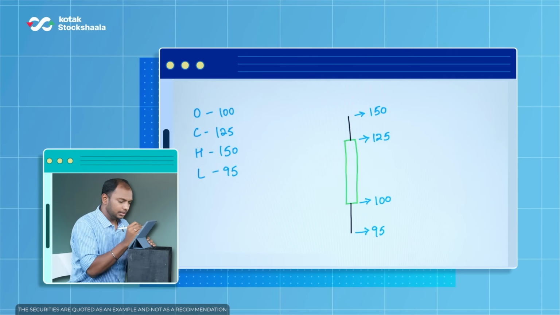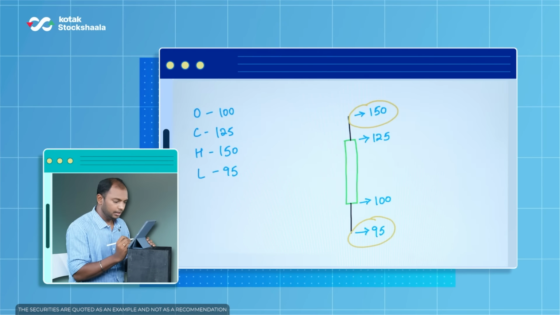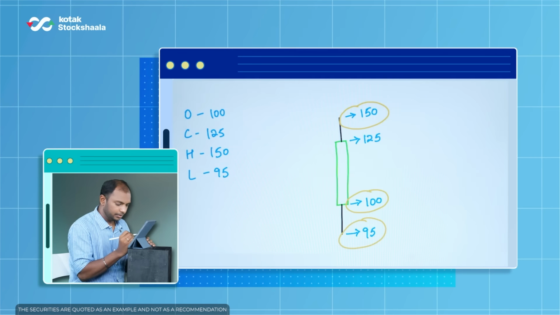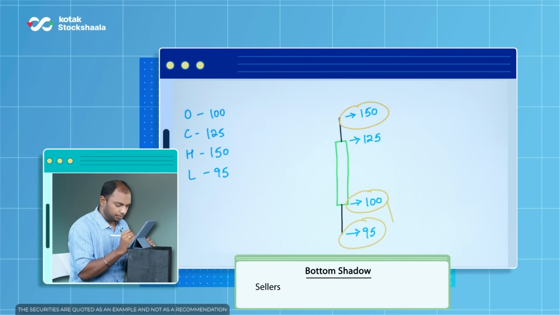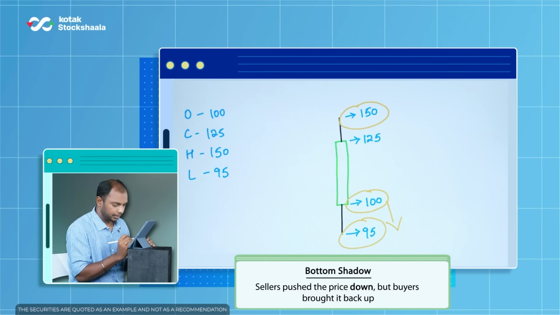Now let's head to the whiteboard to understand how shadows or wicks are formed and why they even form in the first place. Now as you can see, the high price, which is 150, and the low price, which is 95, are representing the shadow of this specific candle. Let's understand why they are formed. During the opening price of the day, which is 100, the sellers became aggressive and pushed the price to as low as 95 at one point of the day. Let's say this happened at around 10 AM.